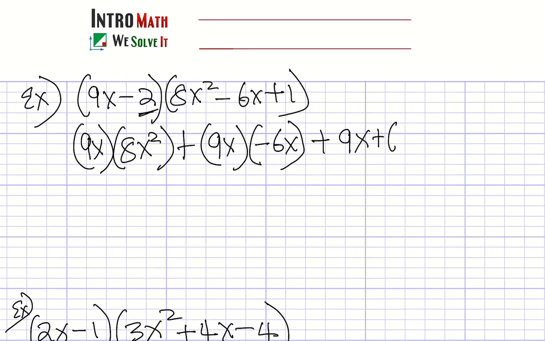Plus negative 2 times 8x. Okay? Plus negative 2 times negative 6x. Okay? And then one more, plus negative 2 times 1, and you leave it like that. So let's simplify. I hope you see that. You see it, right? Check it out. See if I skip something. I don't think so. I didn't skip anything.